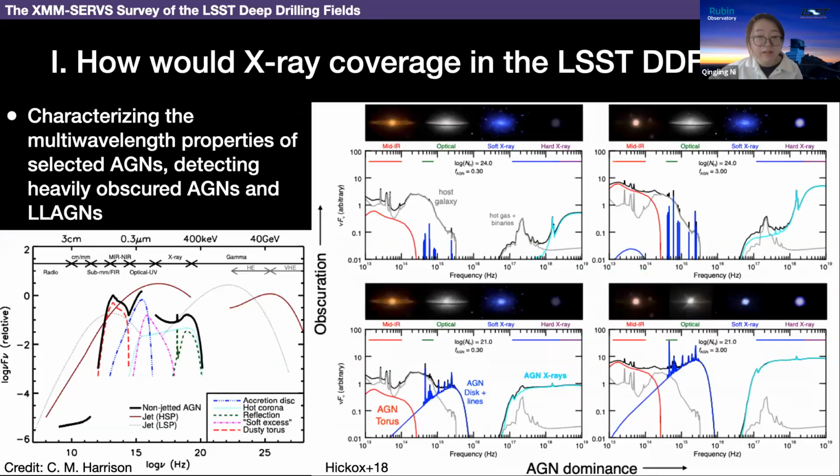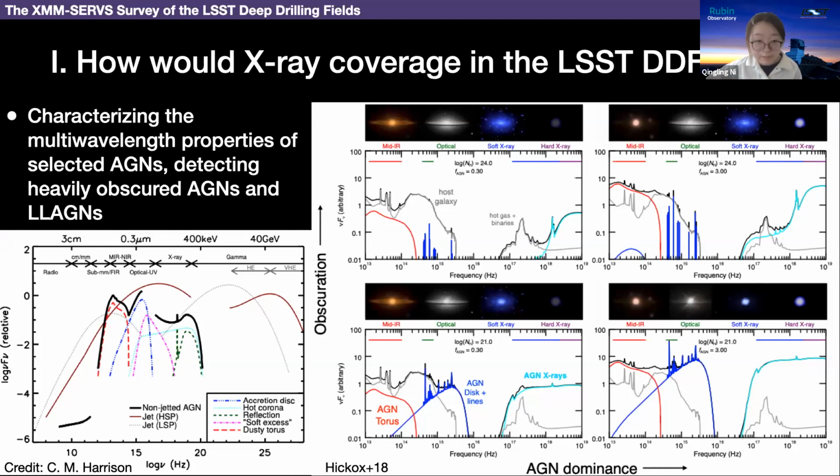Also, with the LSST selected AGNs, X-ray coverage could help to characterize their multi-wavelength properties. As the optical to UV emission is dominated by the disk, and the corona dominates in the X-ray, linking the X-ray to the optical could probe the link between the disk properties and corona properties. Also, if we only study a purely optically selected AGN sample, we can easily get biased towards an unobscured AGN sample. When we include AGNs selected in other wavelength bands, such as X-ray, we will include more obscured AGNs and low luminosity AGNs.